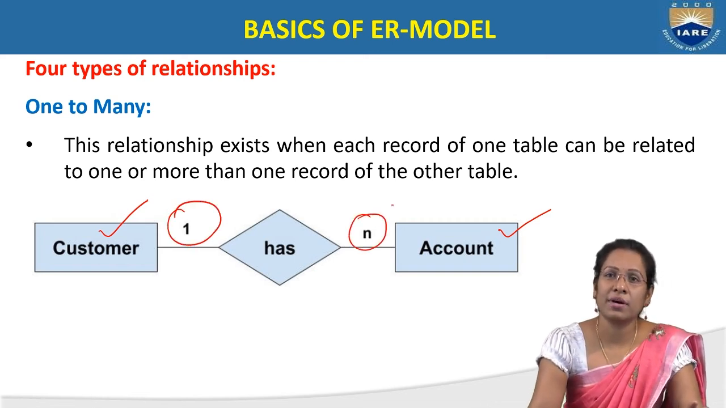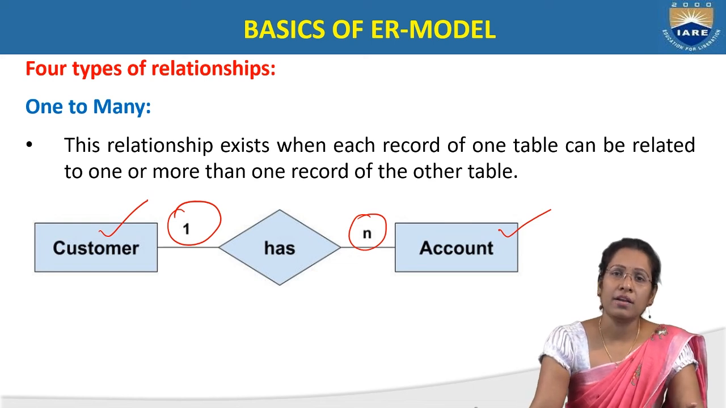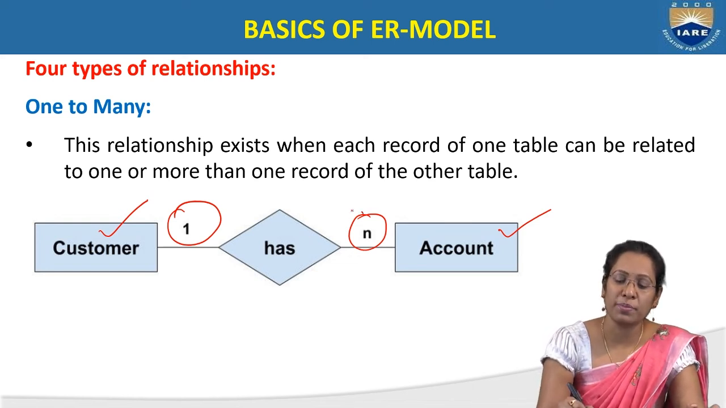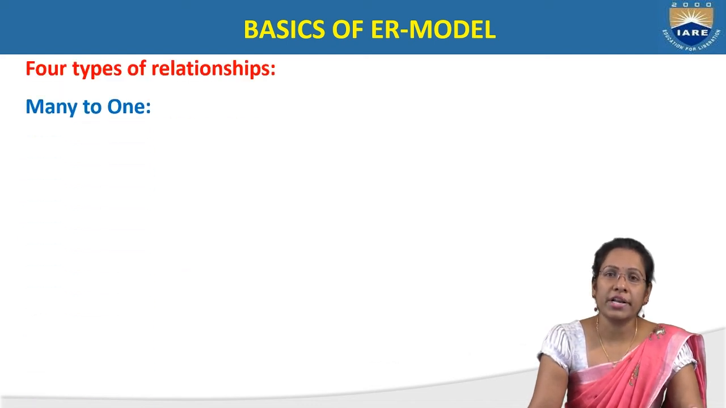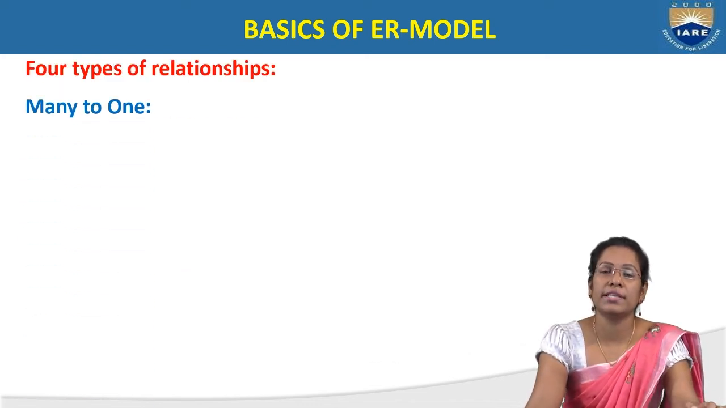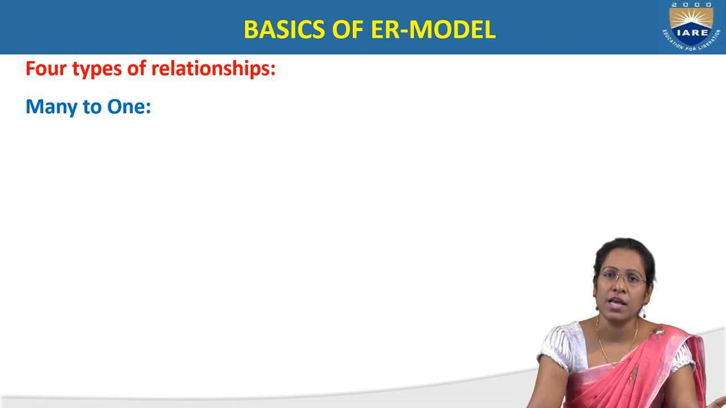So one customer can have any number of accounts in the bank, and n number of accounts should be handled only by one customer. So that's why a customer and the account relationship exists as one to any. The customer can handle any number of accounts. Next one, third relationship, that is many to one. That is exactly the reverse of the previous one.